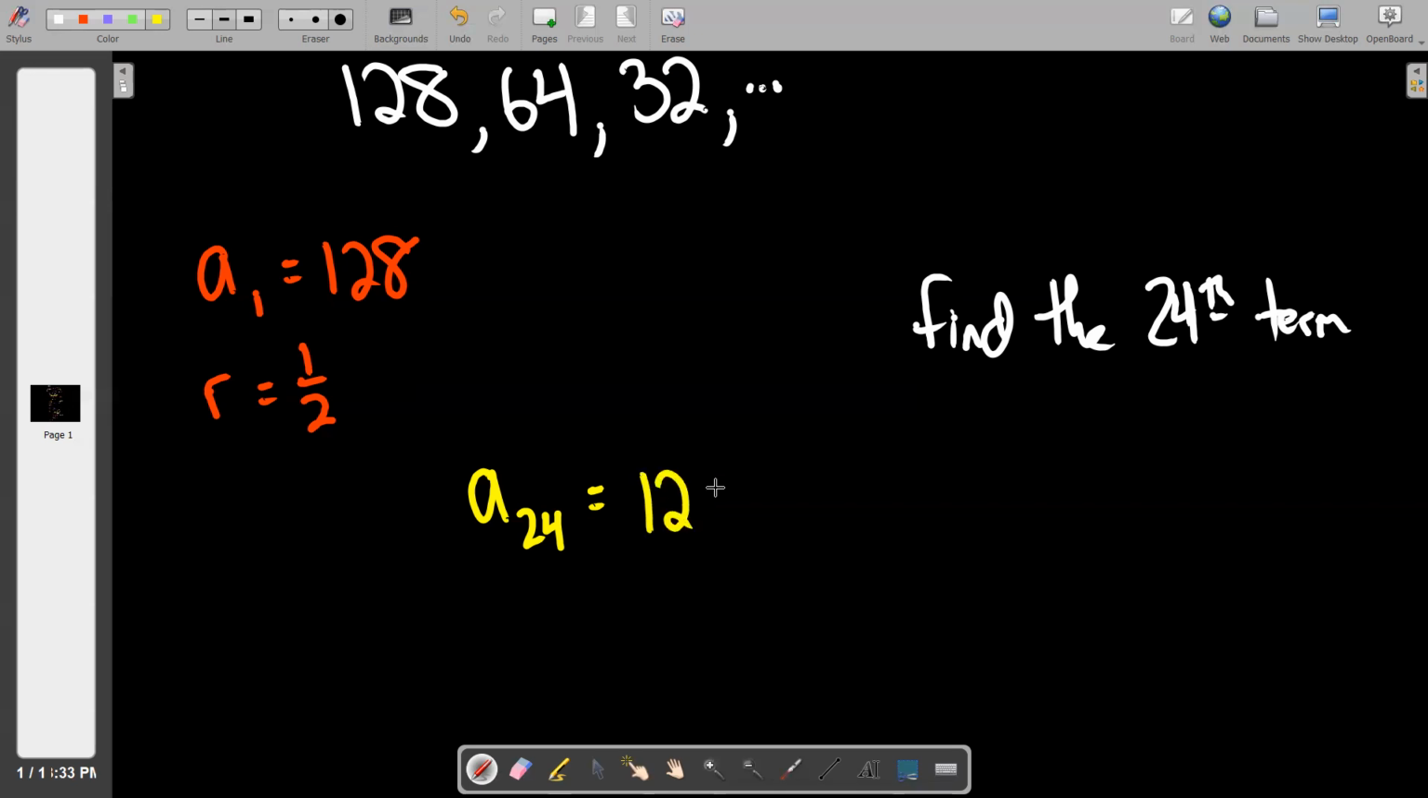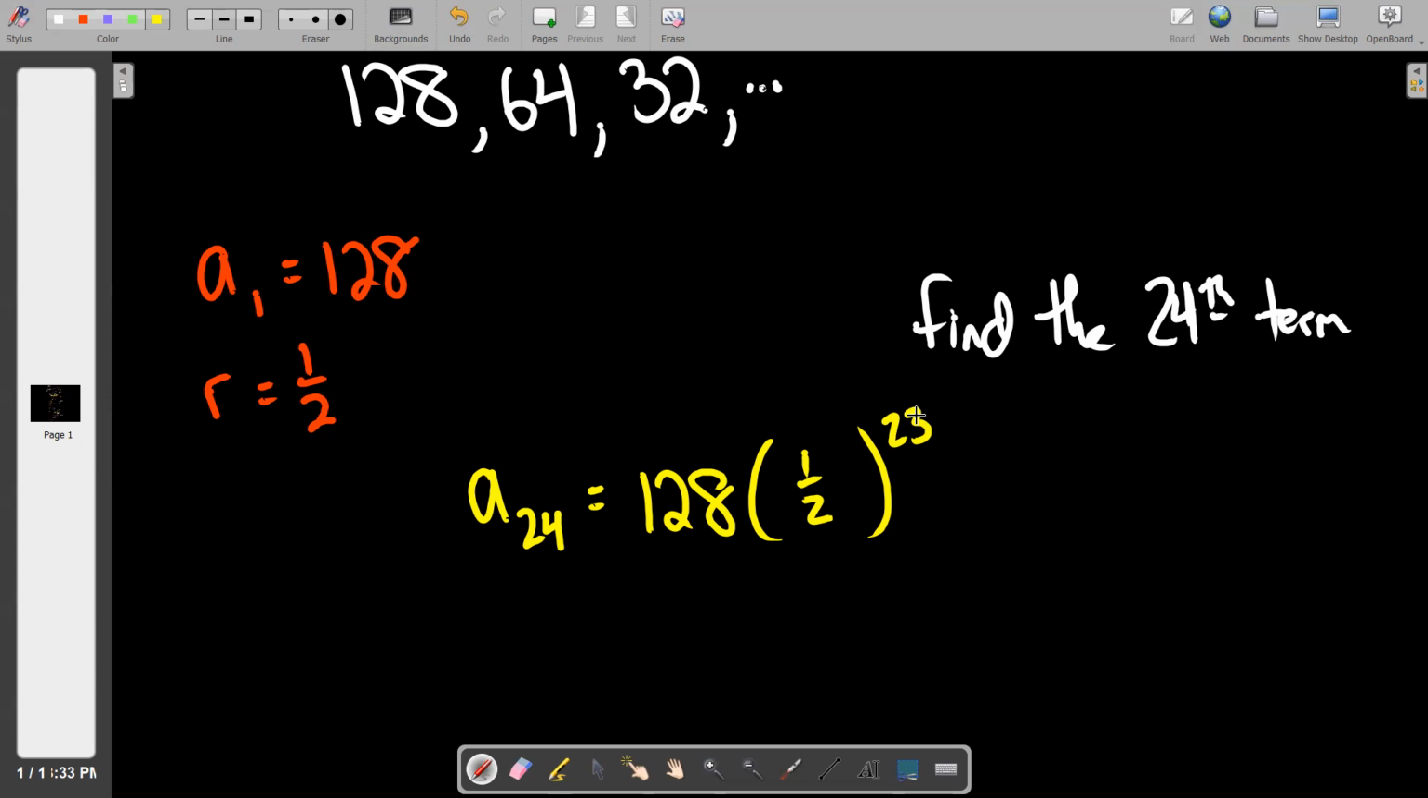So 128. And then in parentheses, I'm going to put my R value, which is 1/2. You do need these parentheses on your calculator. So you're going to type in 128 times open parenthesis 1 divided by 2 close parenthesis, and then hit your little exponent button. What's our power going to be? Always 1 less, right? 23, 1 less. 23 jumps to get to the 24th spot.